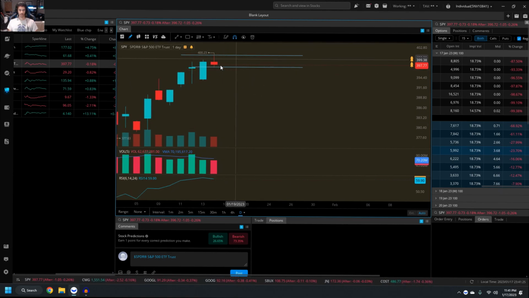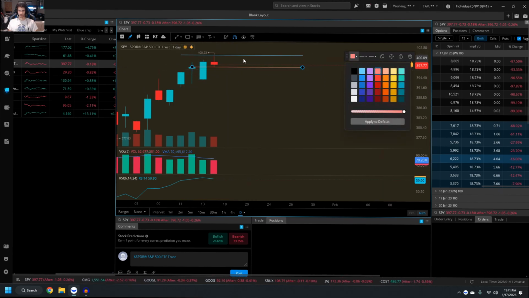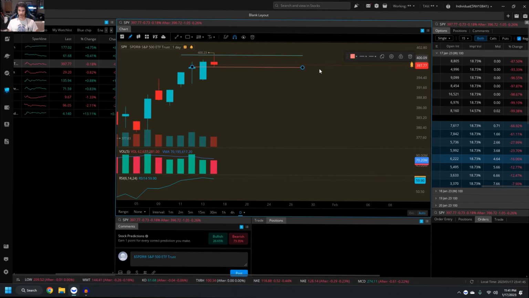The next day I look for price to either open below. If it opens below, I'm obviously going to play puts, or I look for it to push up above, and if it pushes up, I'm going to play calls. Now that we have that out of the way, we're going to change these colors. This one we're going to change to red, and this one we're going to change to green. We're going to lock those in place so that they can't be moved.